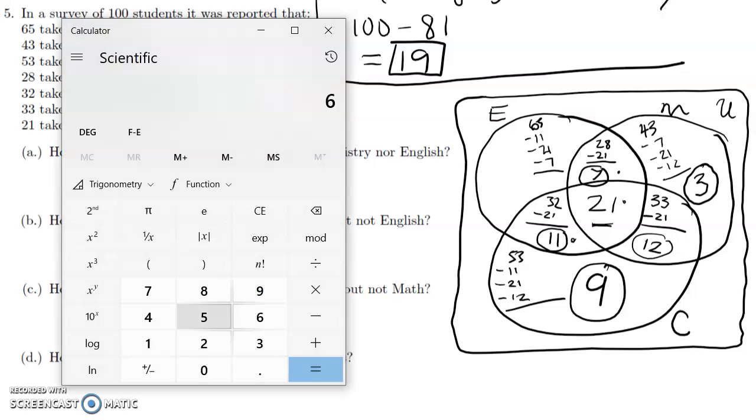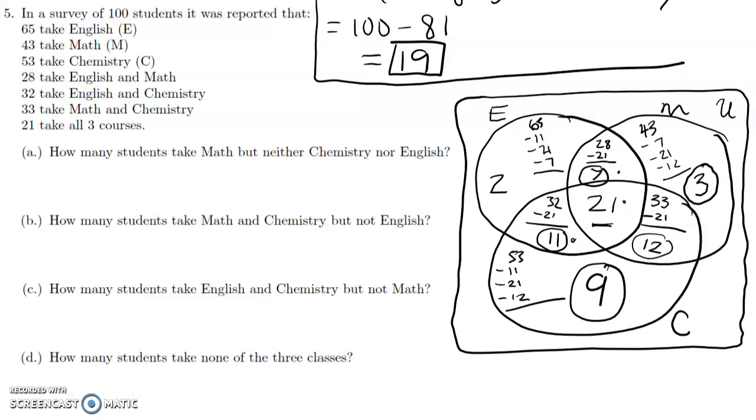So 65 minus 11 minus 21 and minus 7 leaves me with 26. So we have 26 people in this region of the diagram. Again, notice what's happening is 26 with 11, with 21, with 7, all add up to a total of 65. So the entire English circle adds up to 65.